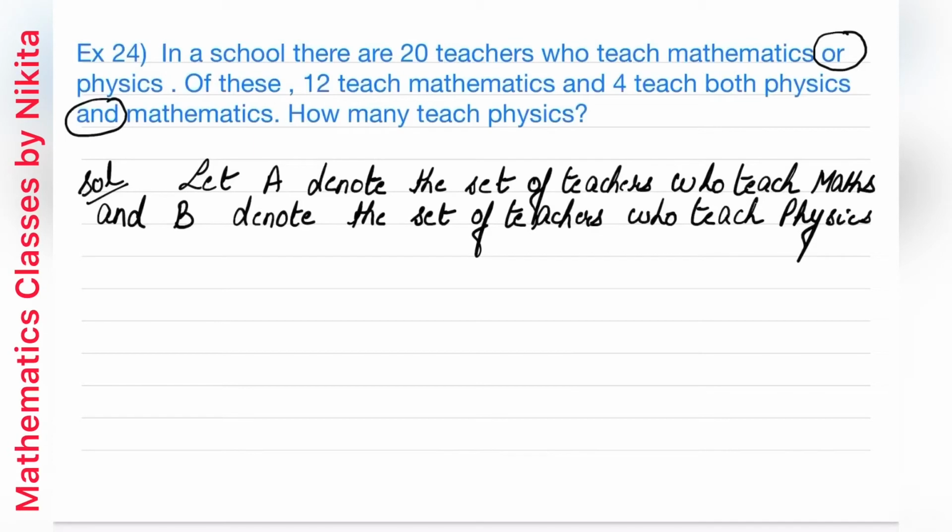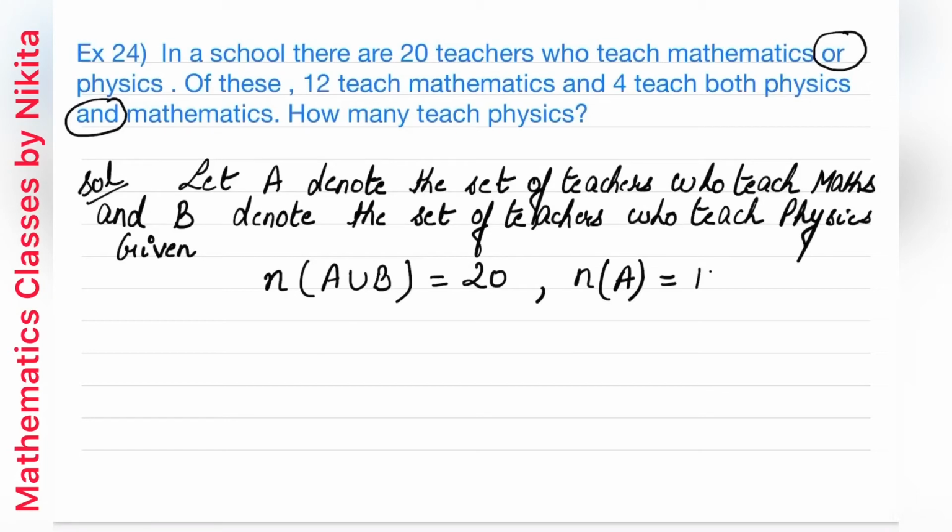So what is given to us? Given to us is 20 teachers who teach mathematics or physics. Okay, so basically we have the number of elements in A union B is equal to 20. 12 teach mathematics. Okay, so n of A is 12 and 4 teach both physics and maths, that is their intersection. So the number of elements in the intersection is equal to 4. And you have to find what? How many teach physics? So you have to find the number of elements in the set B.